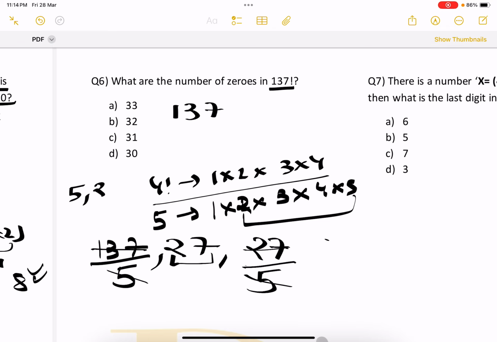It is 5, and then the question is 5. Now again we divide it by 5. We'll keep on dividing it until we get a number less than 5. Here it is, the question is 1.